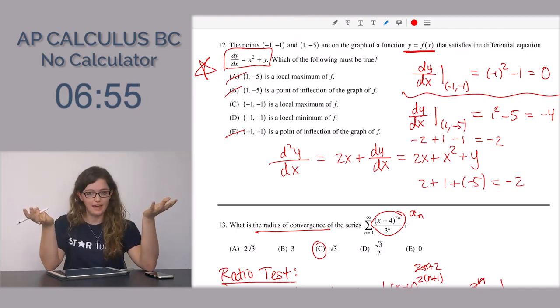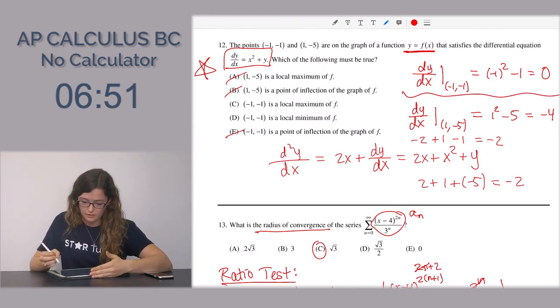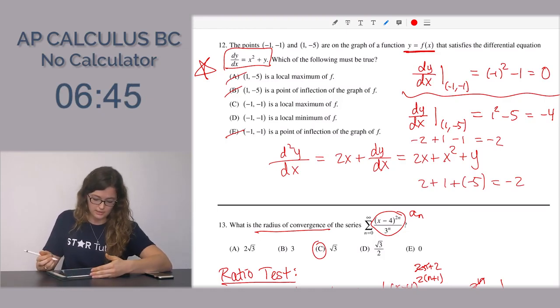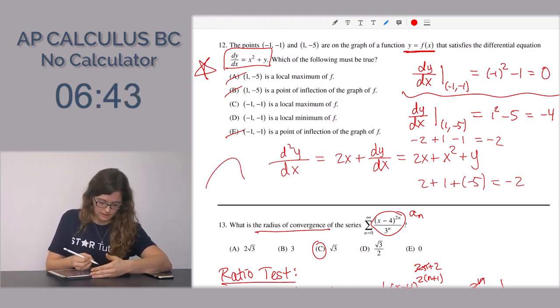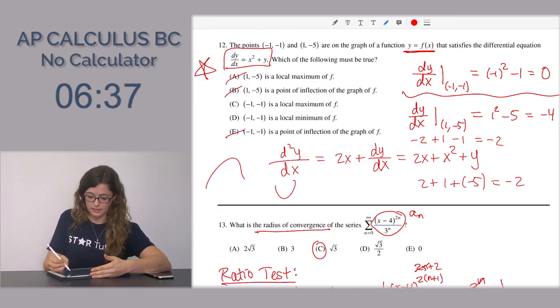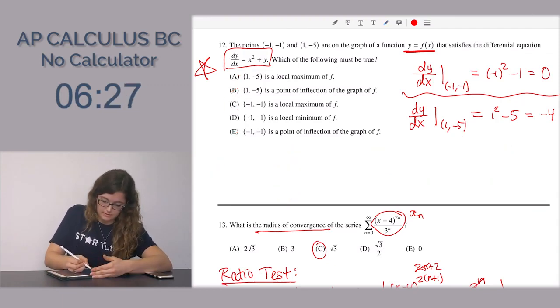Oh, I can check the concavity. I know that -1, -1 is either a local max or a local min, and I just have to figure out which one it is, so I need to know if it's concave up or concave down. Concave down, it'll be a max. Concave up, it'll be a min. I do that by finding the second derivative and plugging it in, which I did up here, and I got -2, which means it's concave down. If it's concave down, then it's a maximum, so C. All right, that was hard.